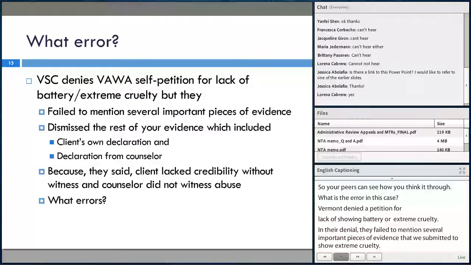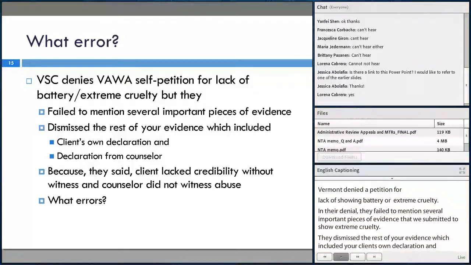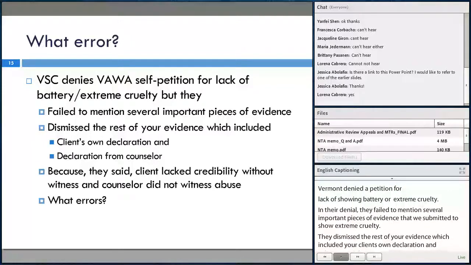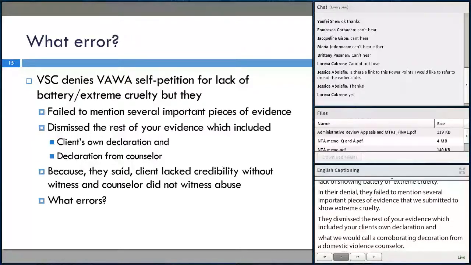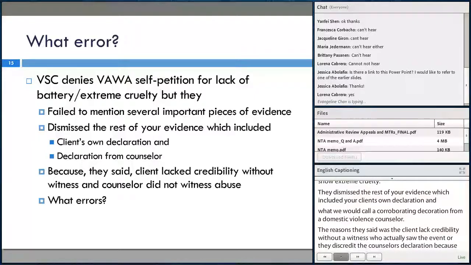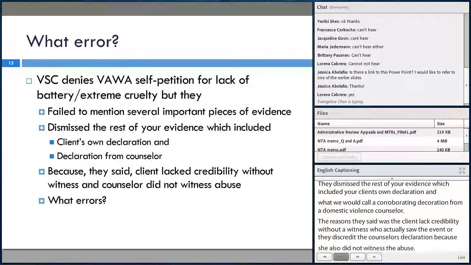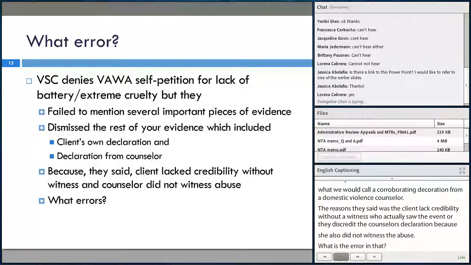The reasons they gave for that is that the client lacked credibility without a witness who actually saw the events, and they discredit the counselor's declaration because she also did not witness the abuse. What's the error in that? And I guess also if any of you have seen that, put that in the chat box. Just so you know, we used to see this at the beginning and we fixed it, but every 10 years or so it comes up again, whenever there are new adjudicators.